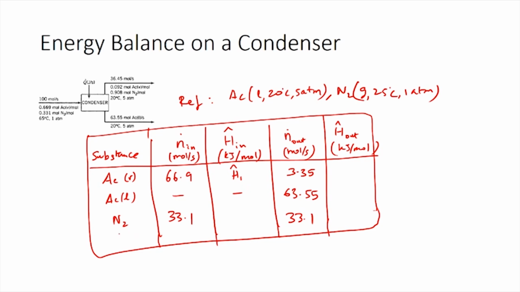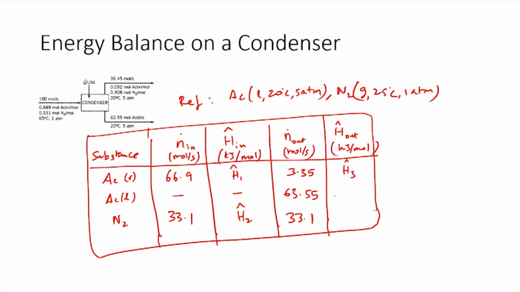Nitrogen is coming in at 65 degrees Celsius and 1 atmosphere, and the reference we have used is gas 25 degrees Celsius 1 atmosphere. So, there is a change in temperature, which means this would also have an associated enthalpy with it. Now, for acetone vapor which is leaving through the exit stream, it is leaving at 20 degrees Celsius and 5 atmosphere. However, it is a vapor at 20 degrees Celsius and 5 atmospheres, not a liquid at 20 degrees Celsius and 5 atmospheres, which means this would also have a different enthalpy than the reference state. So, we would have to calculate this H3 cap.